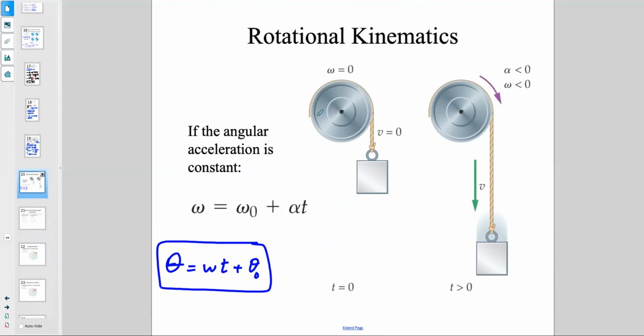For example, for this one, we have a pulley over there, and an object, a box, is being attached to it with a rope. Initially, they are at 0 angular speed and 0 tangential speed. So both omega and v are 0. As this box is released and falling down, we have a negative angular acceleration and negative angular speed, because this is doing a clockwise motion. So both of them are negative, and the reason alpha is also negative is because the speed is increasing. The omega is increasing as this object is falling down. So the alpha is also negative.